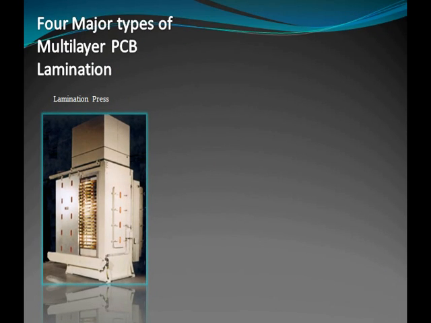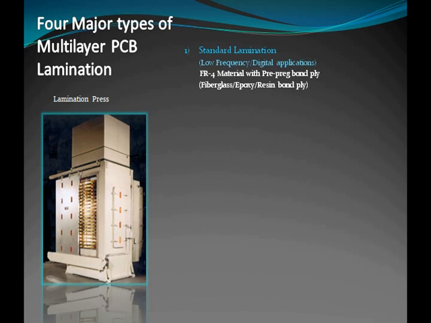In a very general sense, there are four major types of multi-layer lamination used in PCB fabrication today. The first type is standard lamination. Standard lamination is typically used in low-frequency digital designs. Standard copper-clad FR4 laminate is used, and pre-preg is used to bond the layers together.